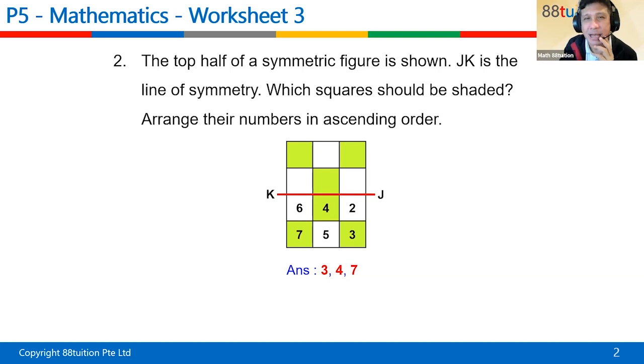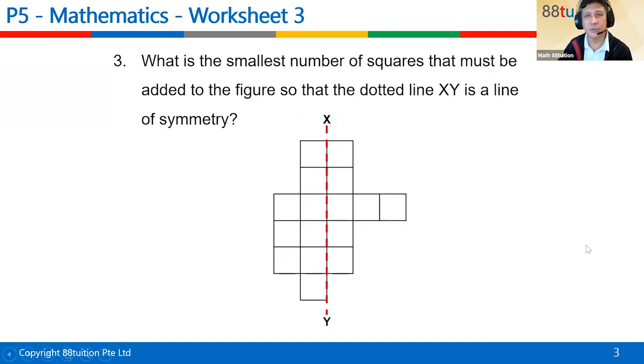Now, children, reading the questions is very important because there is a tendency that we may miss out something. Like in this case, there are two steps to it. One is to identify. The second step is to arrange. So there are 2 parts. Now let's look at question 3.